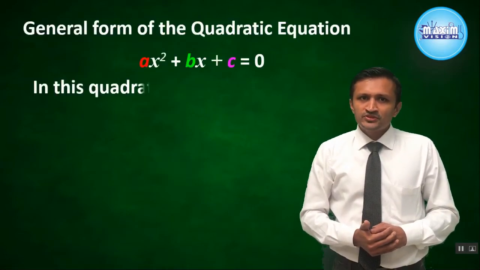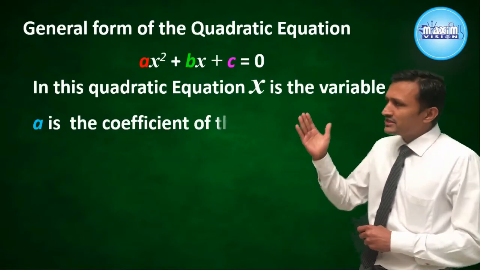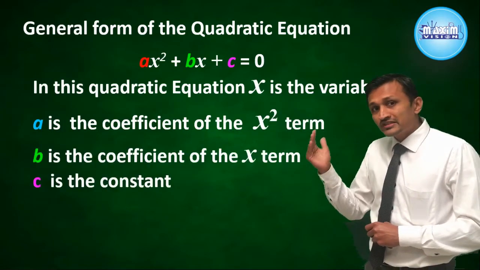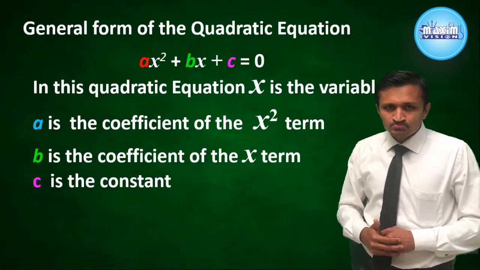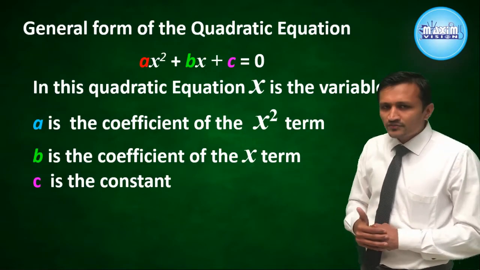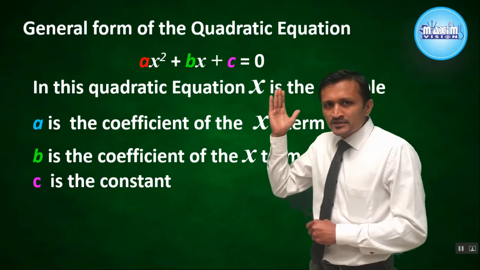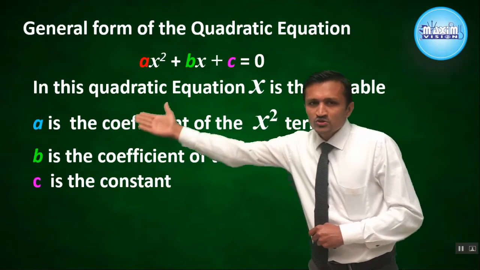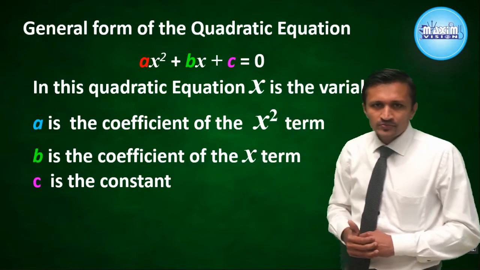Then, the general form of the quadratic equation. Here, x is a variable, a is the coefficient of the x second power, b is the coefficient of the x term, and c is the constant. By considering this general form, we can apply it to any quadratic equation with the terms of a, b, and c.